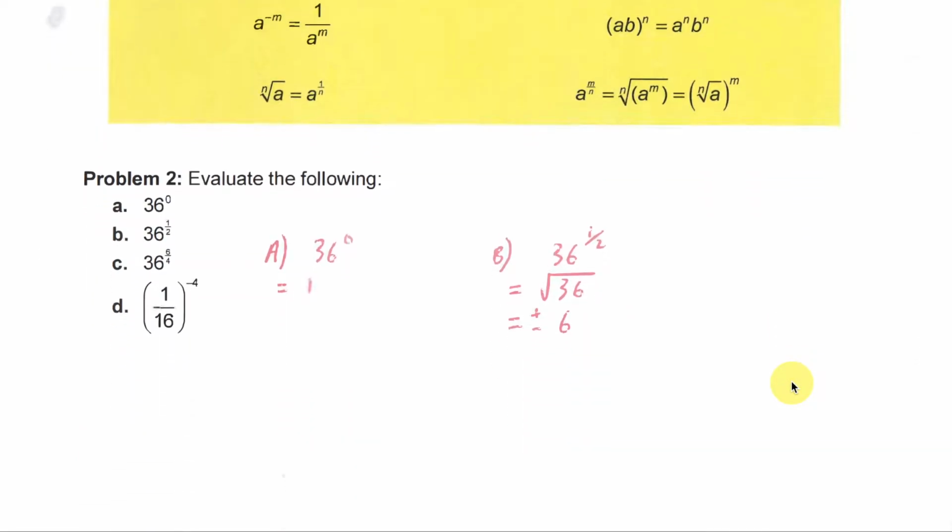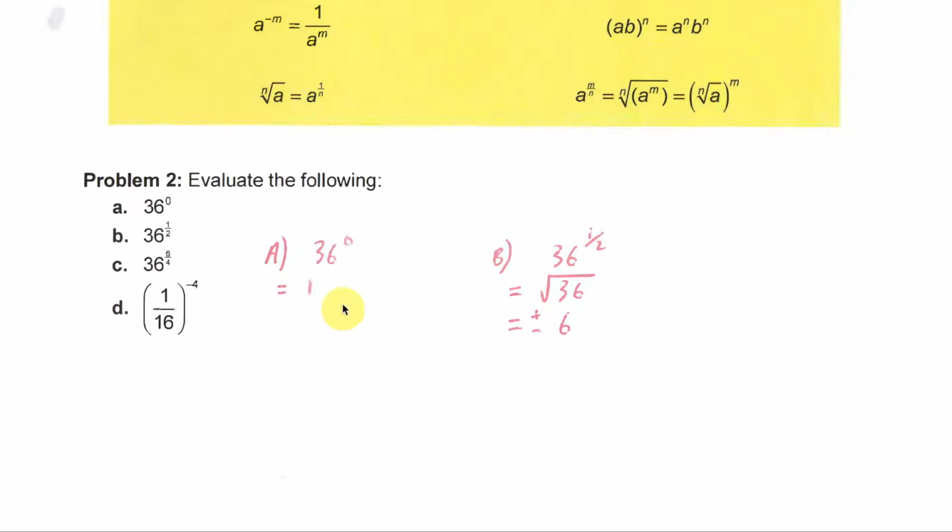Let's look at some examples here now. So for a, we've got 36 to the power of 0. Anything raised to the power of 0 is 1. For b, we've got 36 to the power of a half, so we know that that's the same thing as the square root of 36. And don't forget, you're going to have both a positive and a negative version for this, so we get plus and minus 6.